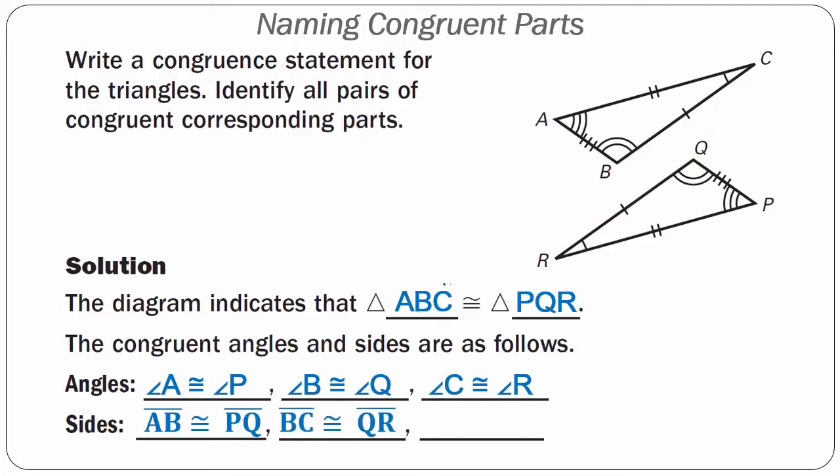For our last side, we're going to look at line segment CA, which is our third and first letter of our triangle ABC. CA is right here. Notice how it has 2 tick marks, which means it's congruent to this length over here that has 2 tick marks also, which is RP, which is in the third and first position of triangle PQR. So we can say that line segment CA is congruent to line segment RP.